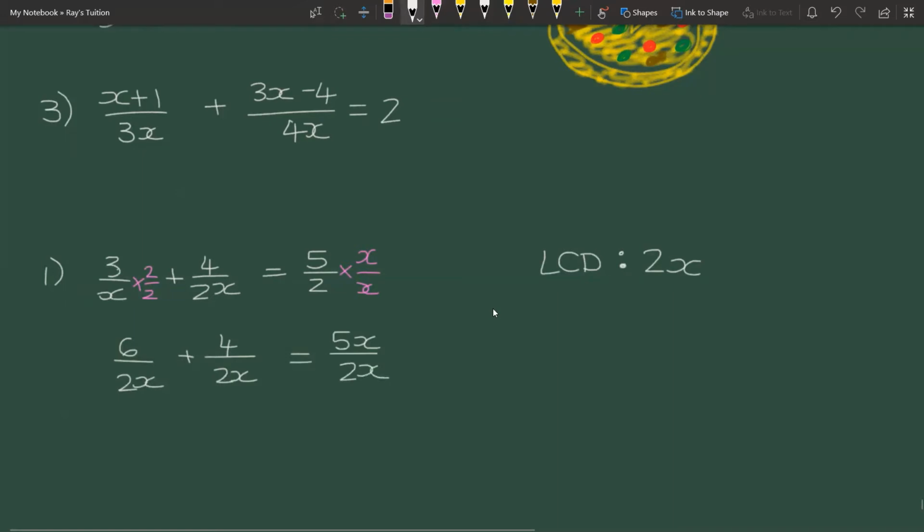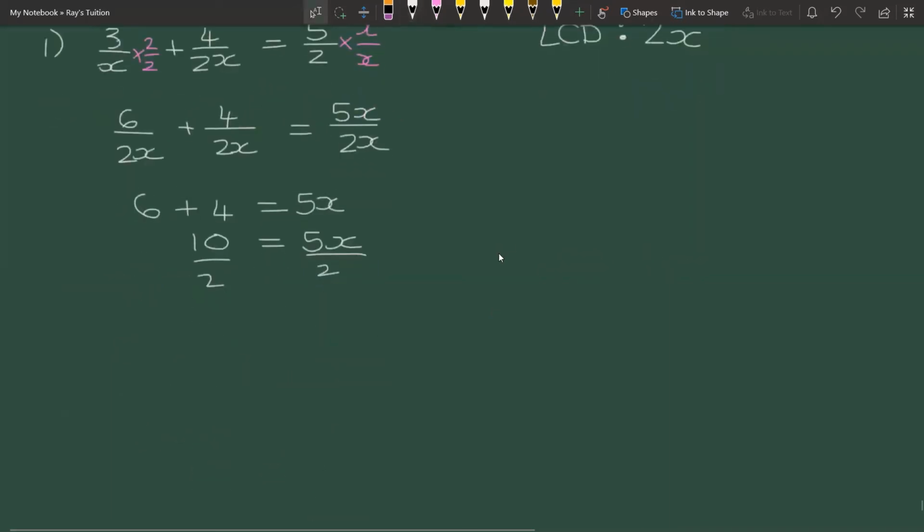Now, why did we get the LCD? Because when the denominator is the same, then we can work with just the numerator. So this becomes 6 plus 4 is equal to 5x. We're working with just the numerators. 6 plus 4 is 10. 5x, we divide both sides by 2. And finally, we get that x is equal to 5. We divide both sides by 5 and we get x is equal to 2. So I did it the other way around.